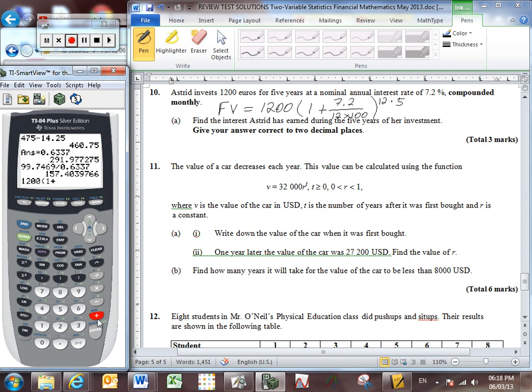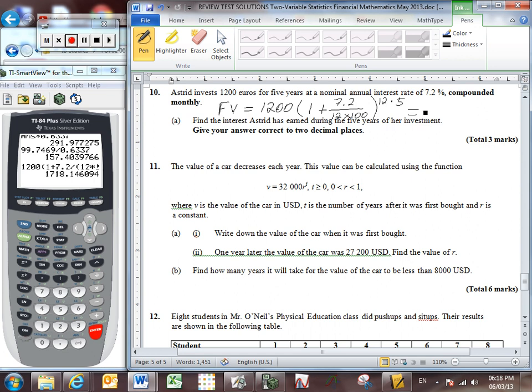So 1 plus, so our interest rate 7.2 is dividing the product of 12 and 100. So let's put that product into parentheses, and now close the parentheses that we actually wrote down on the paper, and to the power of 12 times 5. And the $1,200 has grown to 1718.15. And euros, okay.